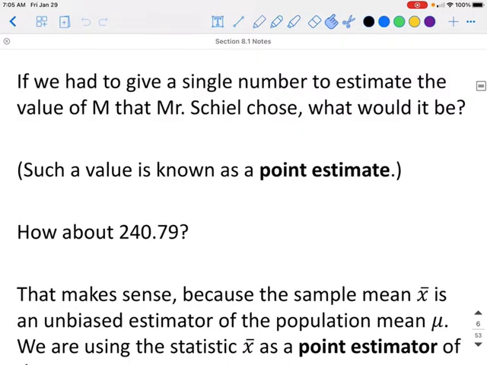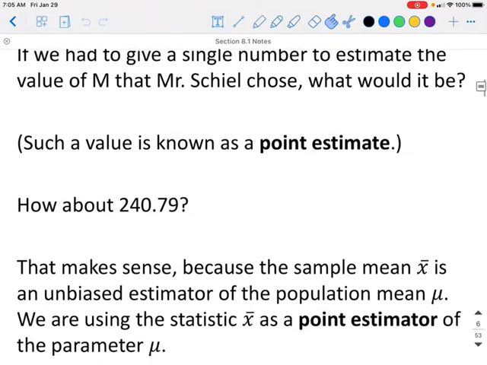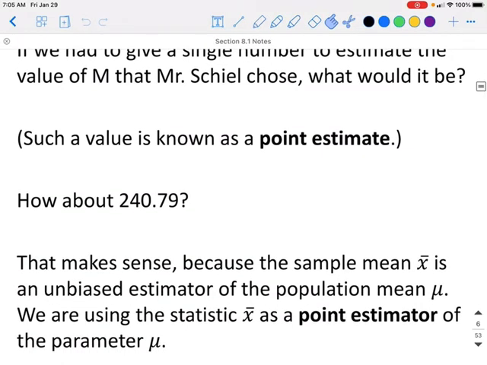If we had to give a single number estimate to the value of m Mr. Shields chose, what would it be? Such a value is known as a point estimator. So what about picking 240.79, since that's what the calculator told us? That makes sense because the sample mean x bar is an unbiased estimator of the population mean mu. We are using the statistic x bar as our point estimator of the parameter mu.